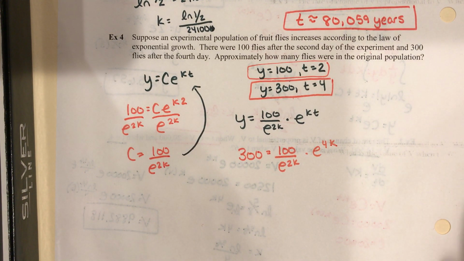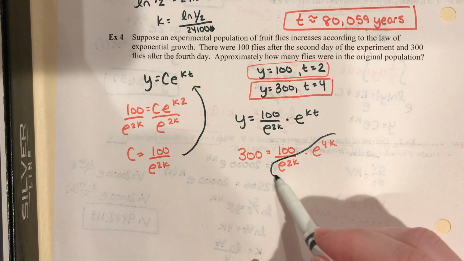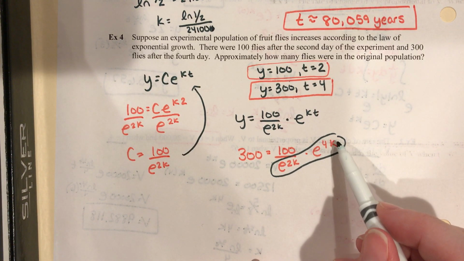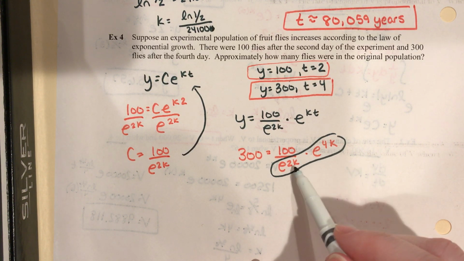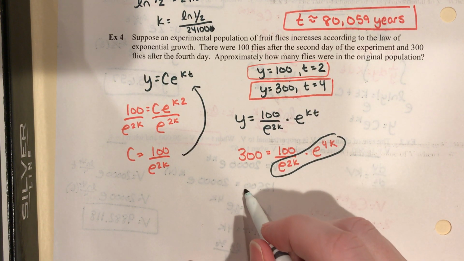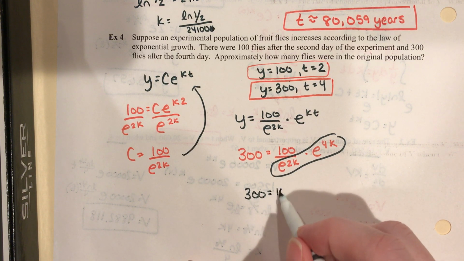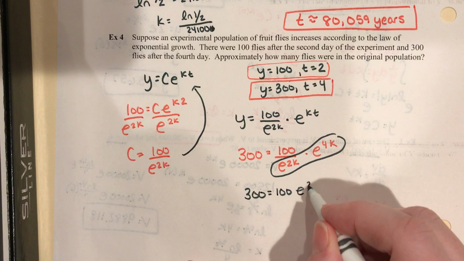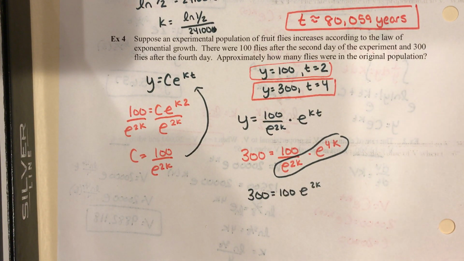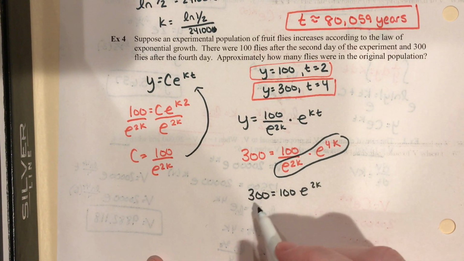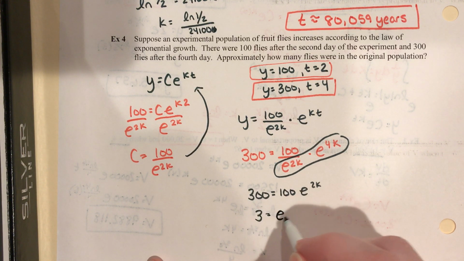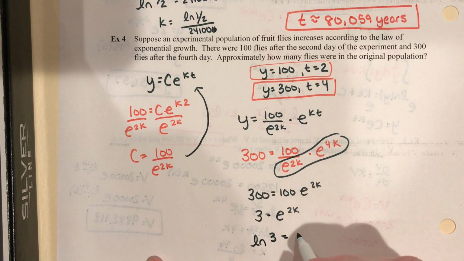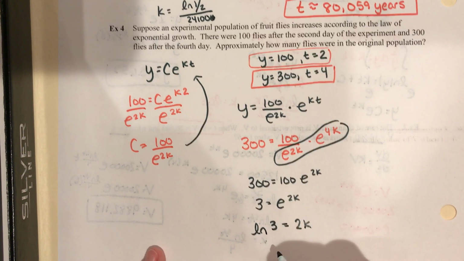So if we remember from Algebra 1, when we technically were dividing these because this is in the numerator and this is in the denominator, I subtract my exponents. So that would be 300 equals 100, 4k minus 2k is 2k. So now I can solve for k. I divide by 100, that gives me 3. Take the ln of both sides and divide by 2.